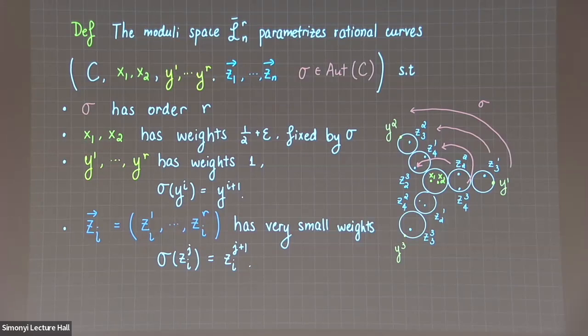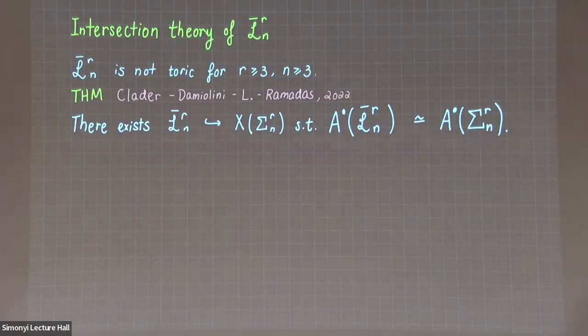All right. Now we are interested in studying the intersection theory of this moduli space. The first step would be great if, just like its precursors, they were all toric varieties, but this turned out not to be true as soon as we get to r greater or equal to 3 and n greater or equal to 3. So we tried another thing: to see if it sits inside of a toric variety such that this embedding induces a Chow equivalence.